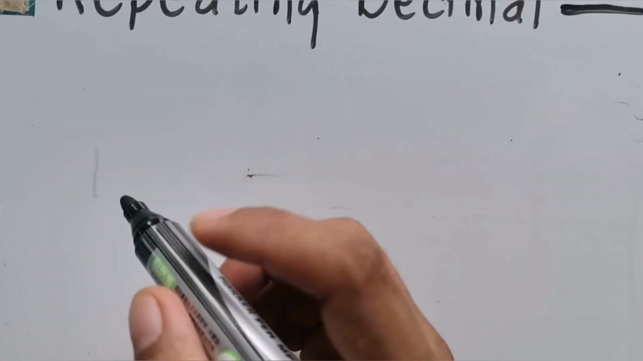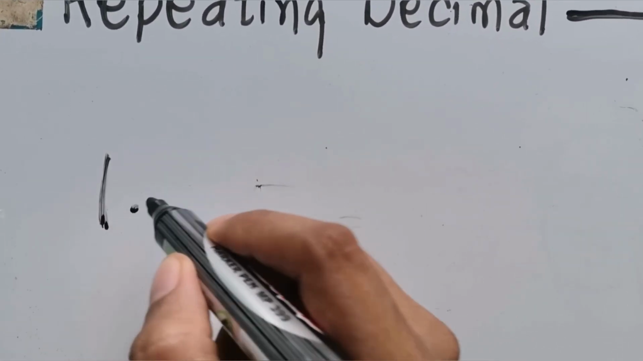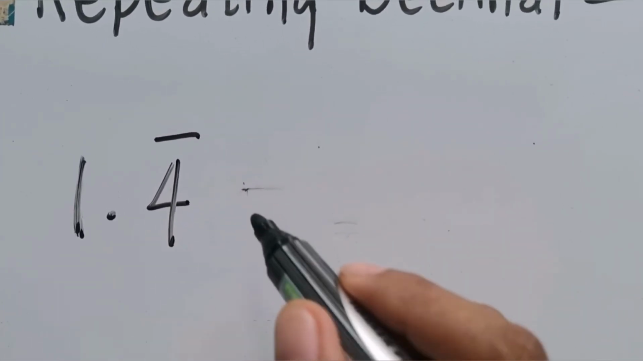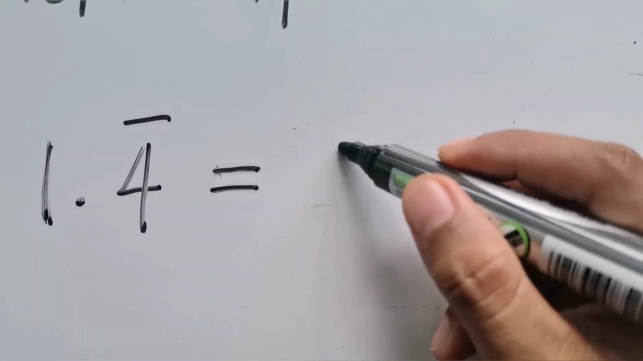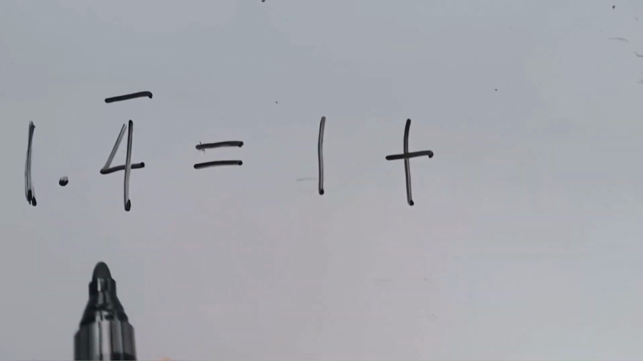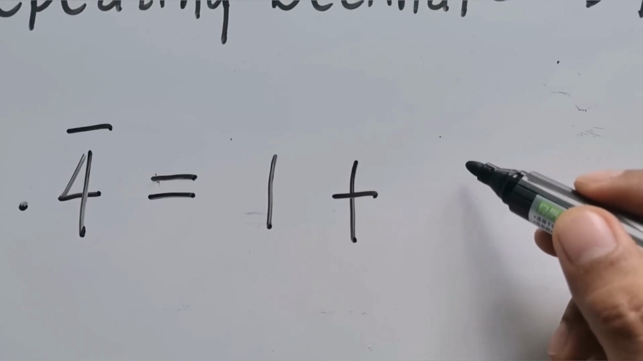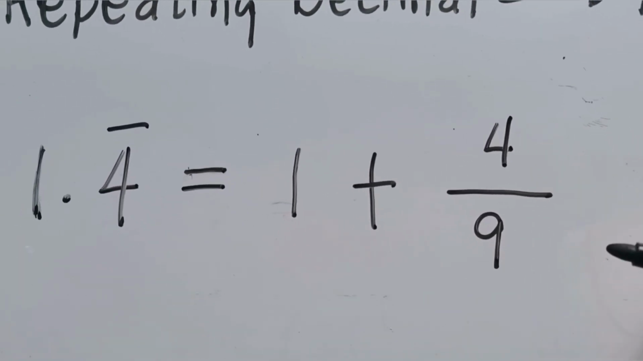Okay. Kung ang hitsura ng ating repeating decimal ay ganito, 1.4 repeating. So, ibig sabihin, ang number 4 dito ang repeating. Okay? So, ano ang ating gagawin? Simply, we'll just write 1 plus the repeating number, again, that is 4 repeating, is simply equal to 4 over 9. Diba? 4 over 9.